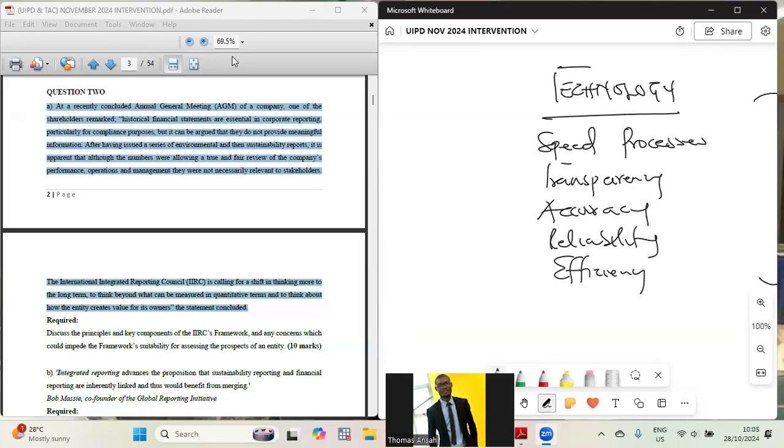After they are doing all those things, he says that they were not necessarily relevant to stakeholders. So it looks as if everything is about financial. Here it says that the international integrated reporting council, the IIRC, is calling for a shift in thinking more to the long term, to think beyond what can be measured in quantitative terms, and to think about how the entity creates value. With all these things we are doing, where did you hear about creating value? Which aspect of what we have been doing talks about creating value?